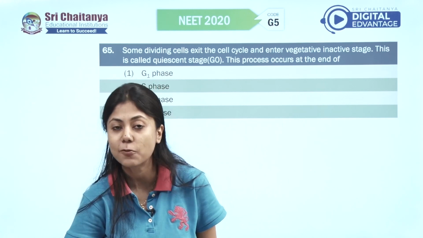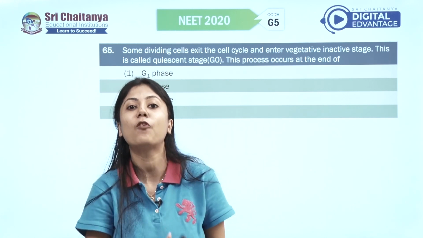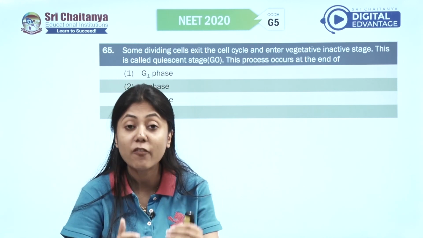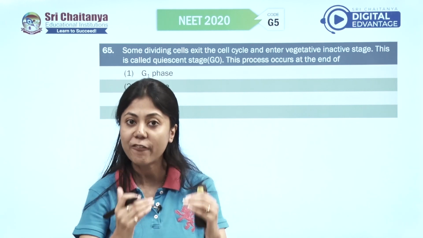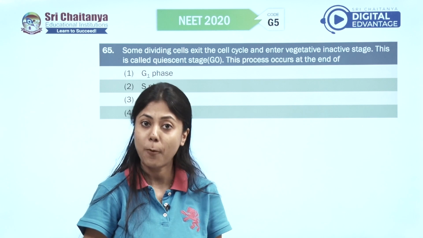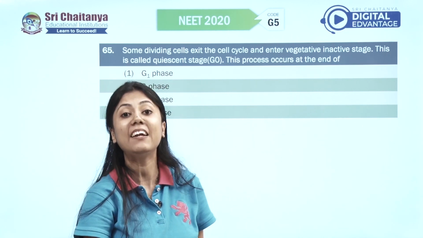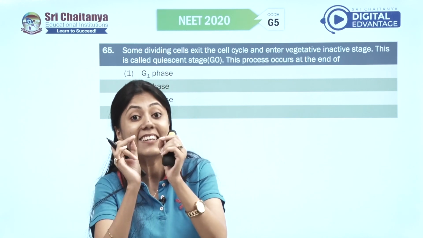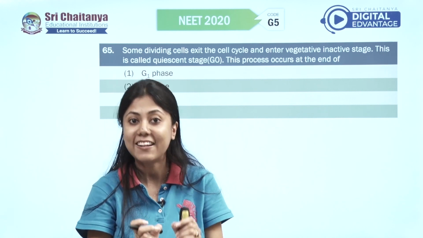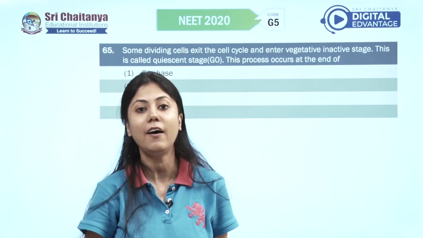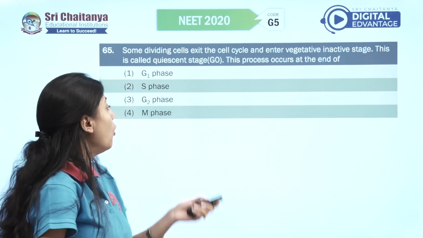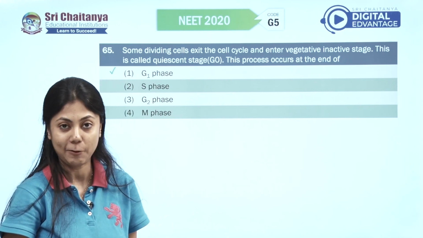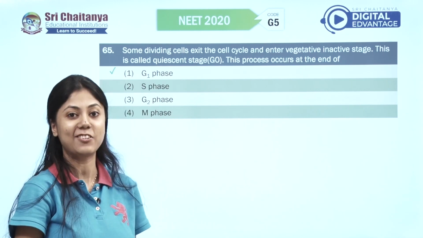Another way to justify this would be the cell needs to exit from the cell cycle just before it reaches the G1/S checkpoint. Because if the cell reaches the G1/S checkpoint, it will be bound to complete the S phase and the cell cycle. So it's very important for you to understand that the cell decides to exit from the cell cycle prior to entering the S phase. So for that reason, students, we have selected option 1 as the correct answer. So we will be moving on to the next question.